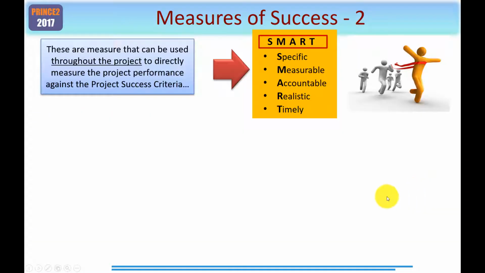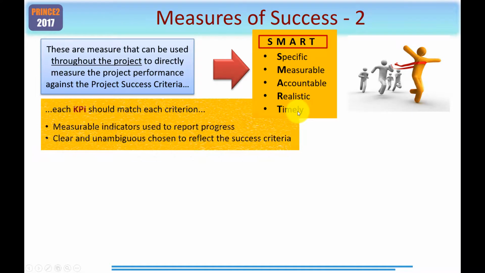And measures of success should be used, of course, throughout the project to measure directly the project performance against the project success criteria. You've almost certainly heard of SMART, in that every measure you use should be specific, in other words, unambiguous, measurable in some way, accountable, so you know who is accountable for it. They should be realistic, therefore achievable, and timely or time-bound. So each key performance indicator should match each of the criterion measured here.